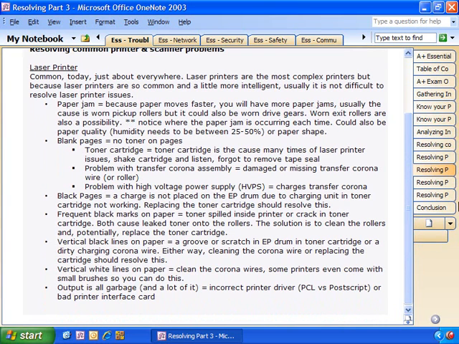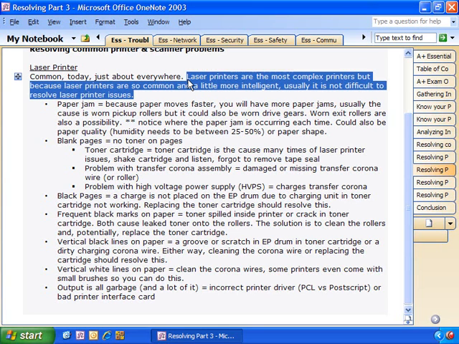All right, now let's talk about some common laser printer problems. Now, laser printers today, along with bubble jet printers, are the two most common printers. You'll find laser printers or bubble jet printers just about everywhere. And even in many businesses today where the users start to get a little spoiled, some of them have a laser printer or bubble jet printer even on every desk in the office. So laser printers are unfortunately the most complex printer you can troubleshoot. But because they're so common and they become more intelligent over time, usually it's not too difficult to resolve laser printer issues.